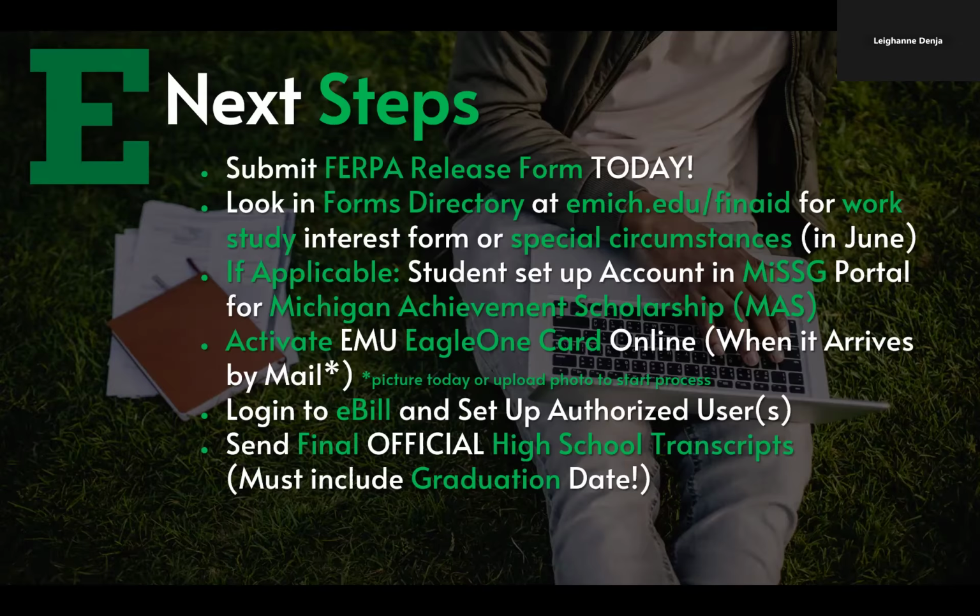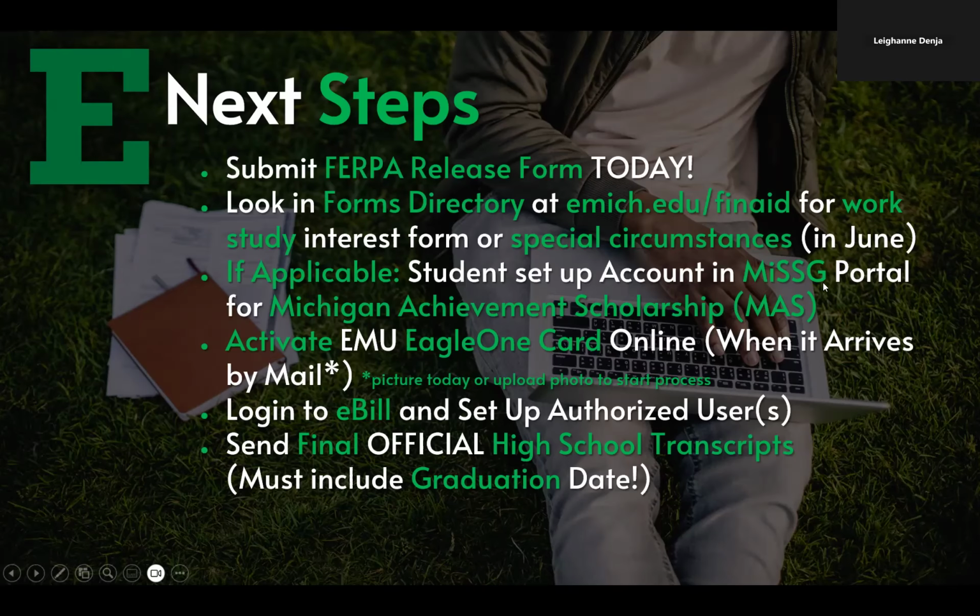If you have a Michigan Achievement Scholarship or think that you are eligible for one, it's important that you go to the MISIG portal and make sure that EMU shows as your school of choice. Especially if you put a number of schools on your FAFSA, that may not be reflected in the state portal. So the easiest way to get there is you can just Google this, MISSG.